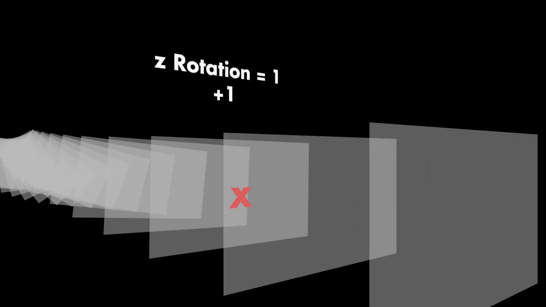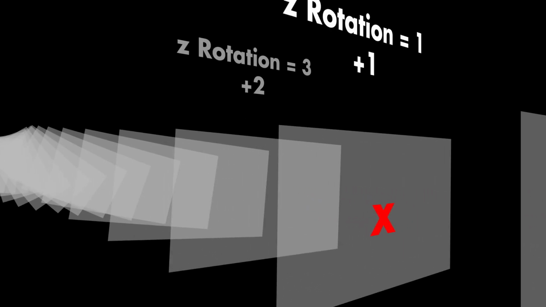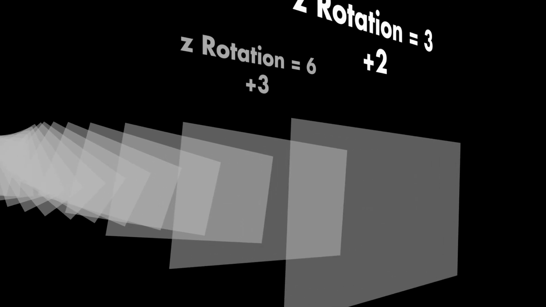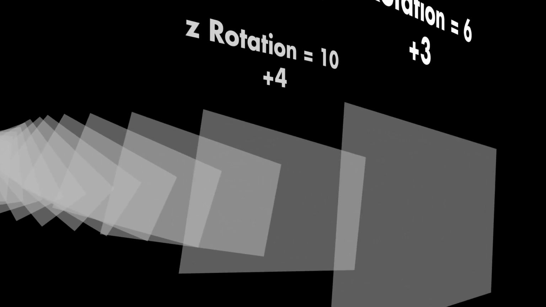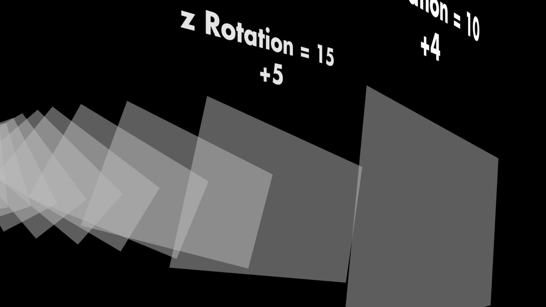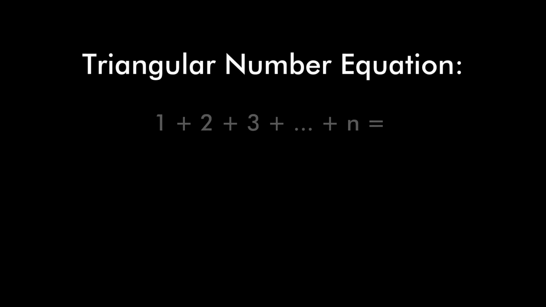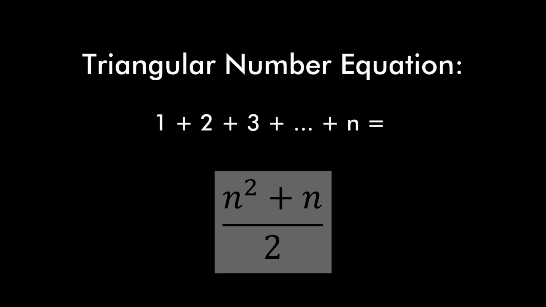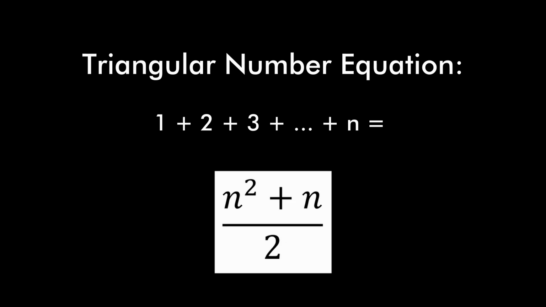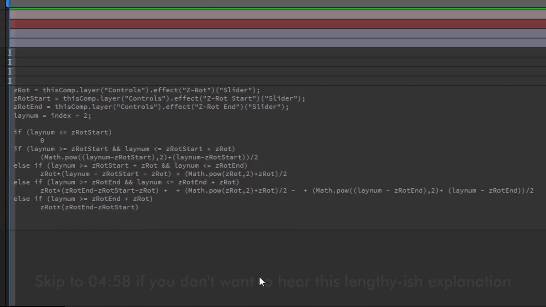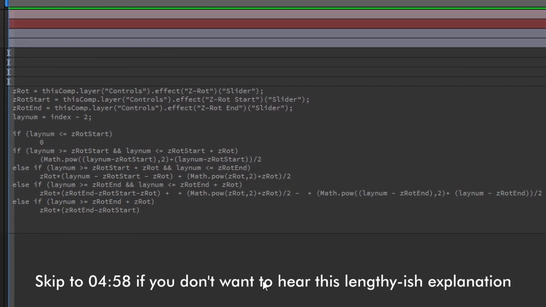Z-rot of layer X will be 1, Z-rot of layer X plus 1 will be 3, Z-rot of layer X plus 2 will be 6, and so on and so forth until the increment reaches the Z-rot factor. The equation of the nth triangular number is (n squared plus n) divided by 2, which we will be using in our expression. This is a full if-else statement, which I'll explain briefly.